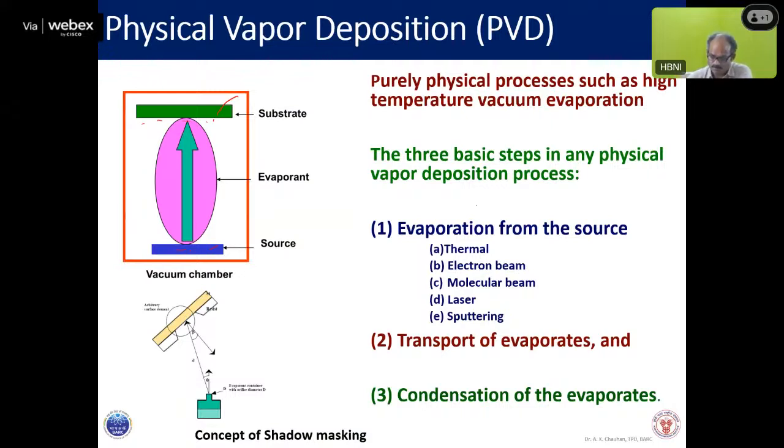These processes contain 3 basic steps. One is evaporation from source, that can be done by thermal evaporation, electron beam evaporation, molecular beam, laser, or sputtering. So from the source, you can evaporate by any of these methods. Then the transport of evaporates, these vapors, from the source to the substrate, and then afterwards at the substrate they condense.